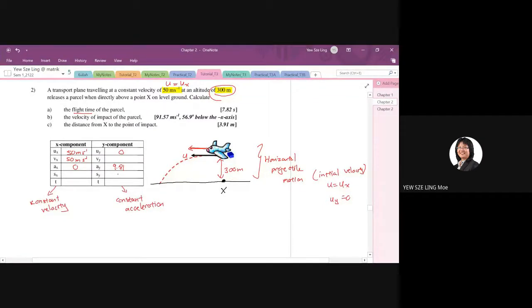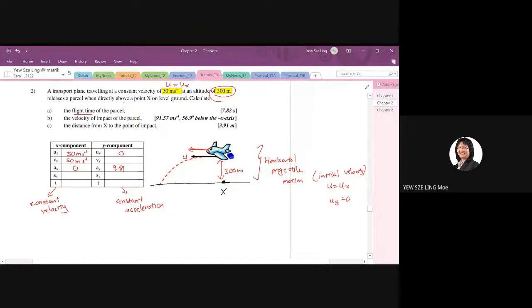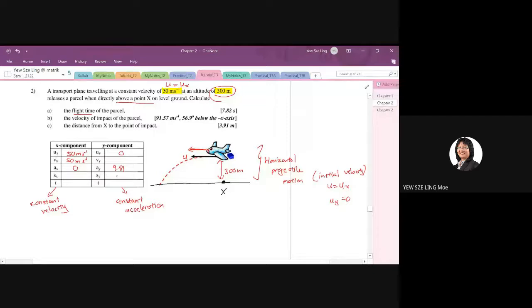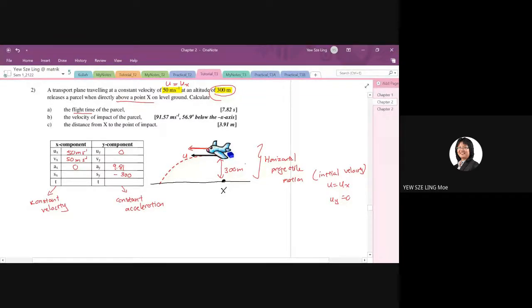So now this one, if you look at the diagram, the question tells you above point X. Sometimes students look at the question and say, oh, above, then I should use positive. No, if you look at the diagram, 300 meter above the ground, but it is 300 meter below my object. Therefore, it should be negative 300. So you have to refer to the diagram.